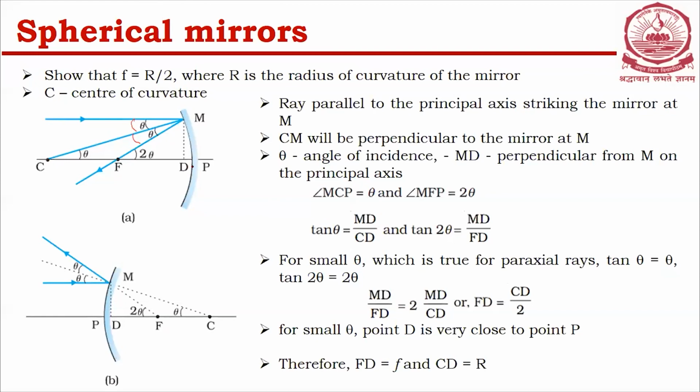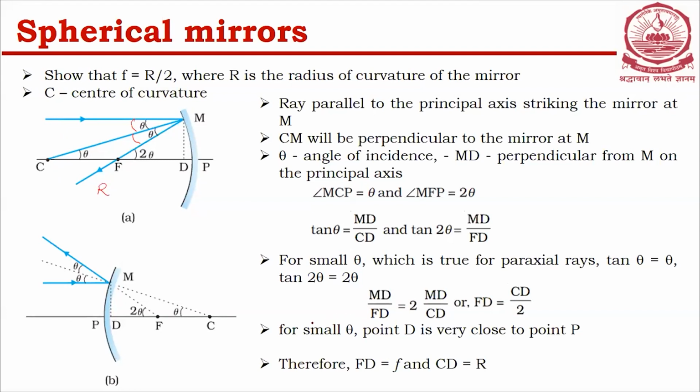As I said before, when you consider the wavelength, the optical elements are much bigger, so this theta is very, very small. Since theta is small, we can take tan theta as theta, and tan 2 theta as 2 theta. If you apply this here, MD by FD should be equal to twice MD by CD, or you can say FD should be equal to CD by 2. So you know what CD is. CD is nothing but the radius of curvature R.